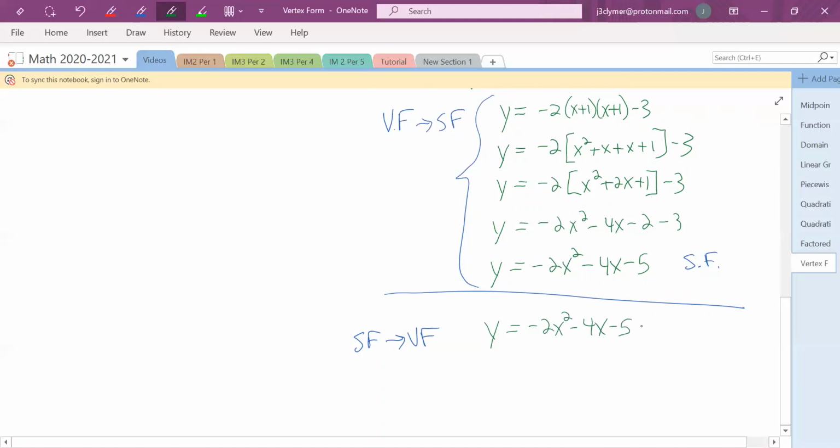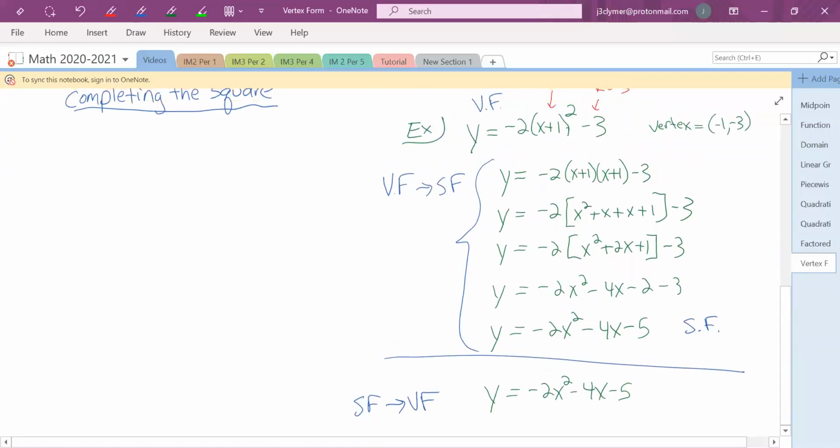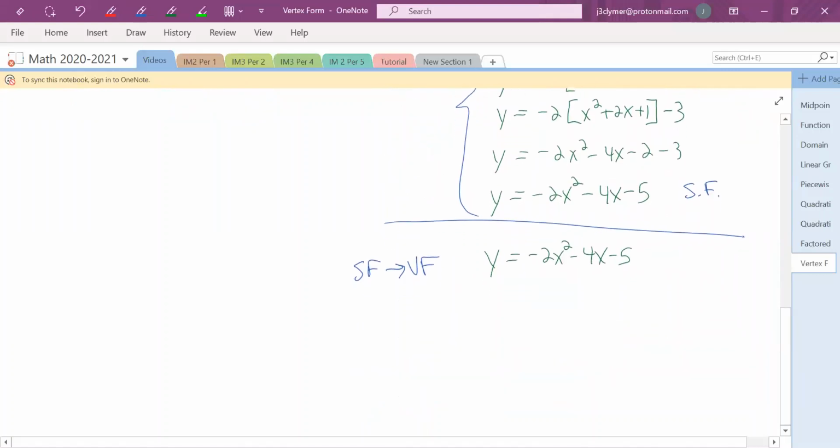We know what we're going to shoot towards. We know what we want to end up with. We want to end up with what we started with there, negative 2 times x plus 1 squared minus 3. But how do we get there? Well, we get there by doing something called completing the square. And completing the square involves a couple of things.